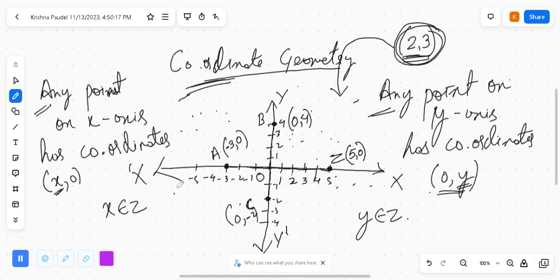This topic is quite huge, so this was just the introduction of coordinate geometry. I will come up with another video where I'll be explaining more about coordinate geometry. So you can go through these points which I have discussed as of now.